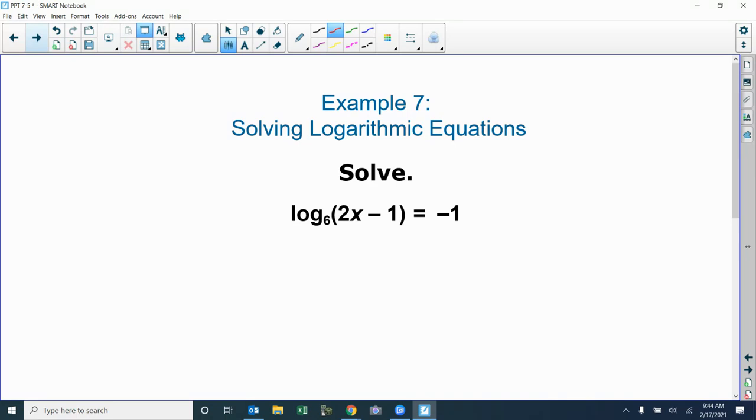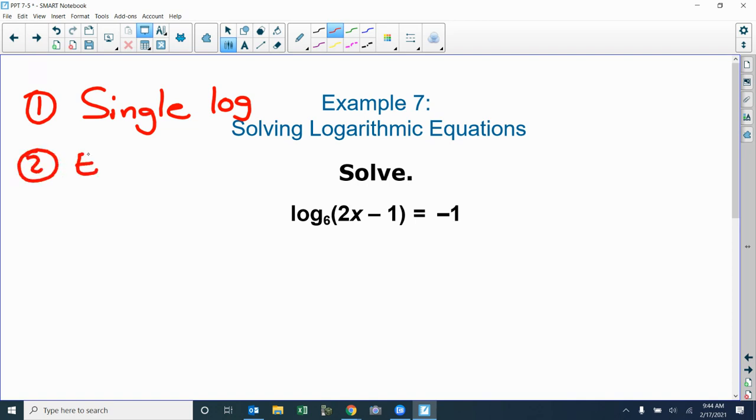You already know those properties. Okay, we have a log equation here. If you have a log equation, the first thing you want to do is get it as a single log. If it has a minus between them, we divide. If it has a plus between them, we multiply. We did that in the last quiz, remember? Step 2, write it in exponential. Step 3, solve.